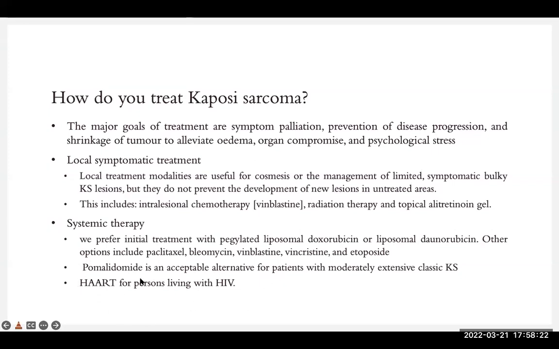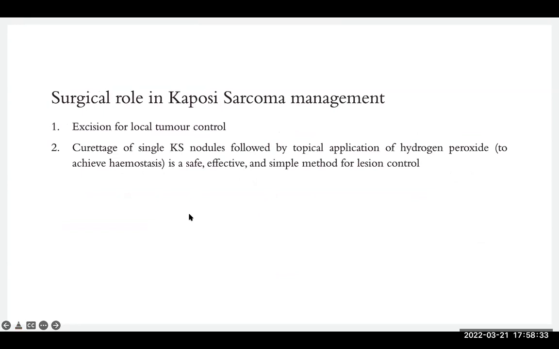So HAART is initiated for these patients. We don't have to wait for those 2 weeks grace period. If they do have HIV, then we do start them on HAART in either of the cases. For surgical role, we do wide local excision of the tumor to try and have local tumor control. This goes back to what we learned last week and how to manage them.